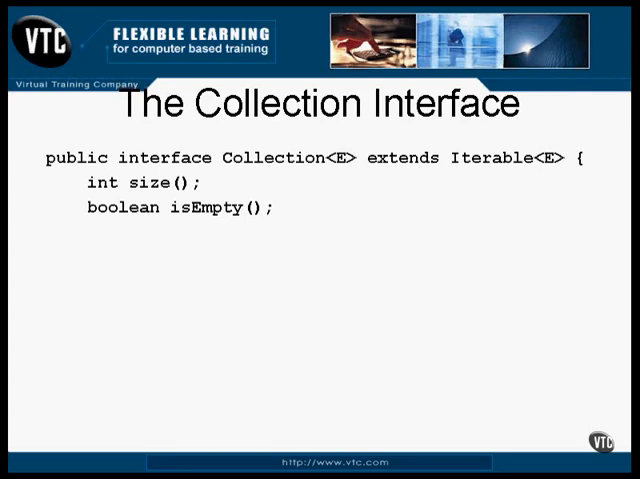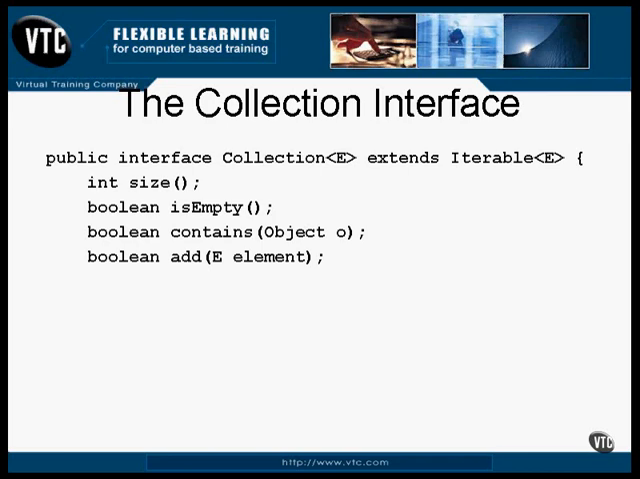Anyway, the methods. These first two methods tell you about the contents. The size method returns the number of elements in the collection, and the isEmpty method returns true only if the collection is empty. The contains method returns true only if the specified element is in the collection. The add method inserts a single element into the collection only if it is not already there. The returned value is true only if the element was added. The bottom line, when this method returns, the element is in the collection.